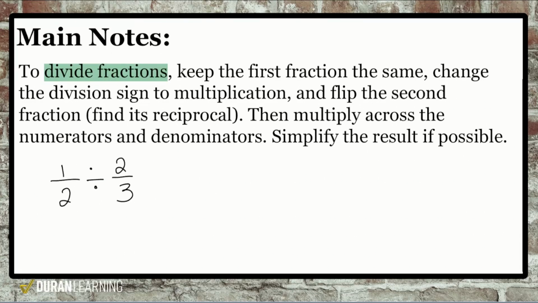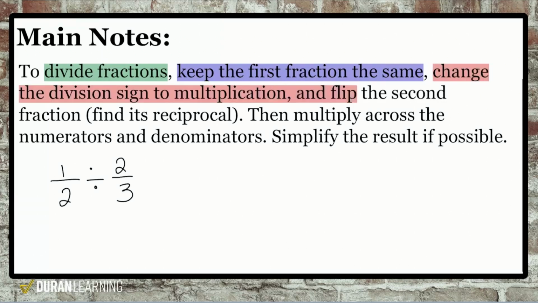What we're supposed to do is keep, change, flip. Let me mark these down with some highlighting. We're going to keep the first fraction the same, change from division to multiplication, and then flip the second fraction. In other words, take the reciprocal. Let me show you what that looks like. We keep the first fraction the same, so 1/2. We change from division to multiplication, and then we flip right over here.